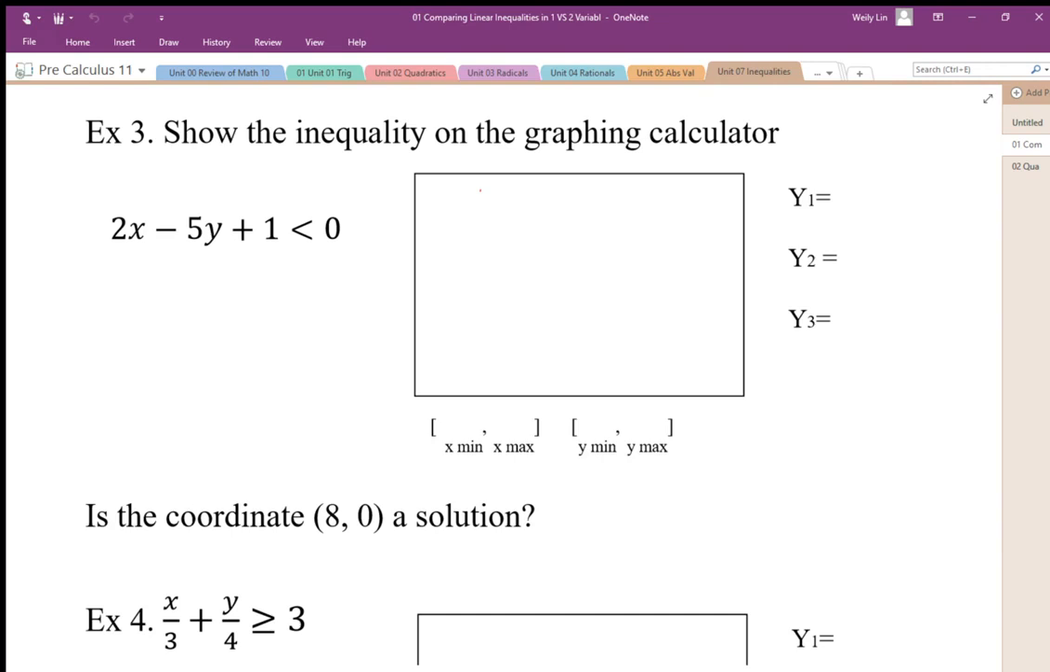So we can show these inequalities on the graphing tool on Desmos. When I graph 2x minus 5y plus 1 is less than 0 on the graphing tool, I get a graph that looks like this. So there's my x and y axis. I get a graph here, and the slope of this is about 2/5.